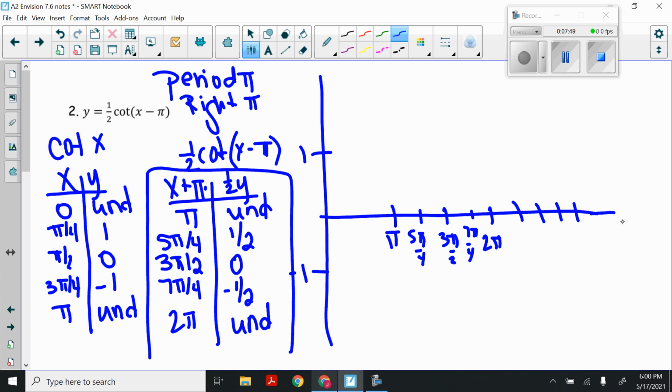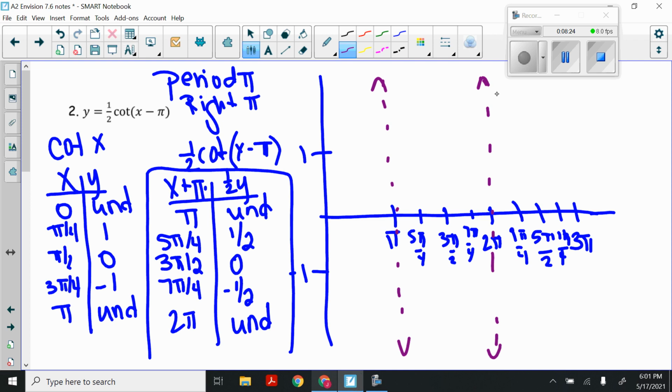So then I know that my next asymptote would be at 3 pi. So this is going to be 3 pi. So then halfway between 2 pi and 3 pi is 5 pi over 2. This would be 9 pi over 4 and 11 pi over 4. So then if I wanted to graph this, so at pi, undefined. 2 pi, undefined. 3 pi, undefined. I know that 4 pi would be my next undefined.